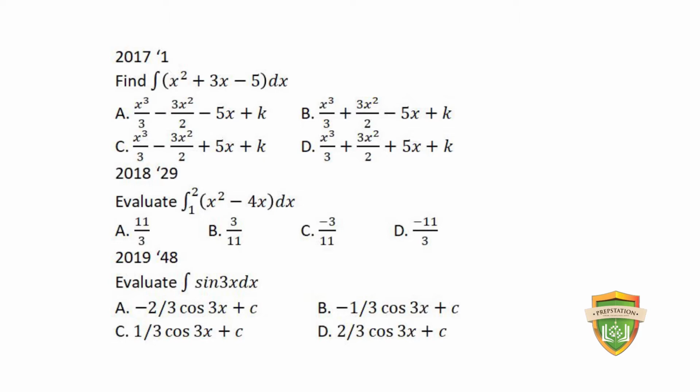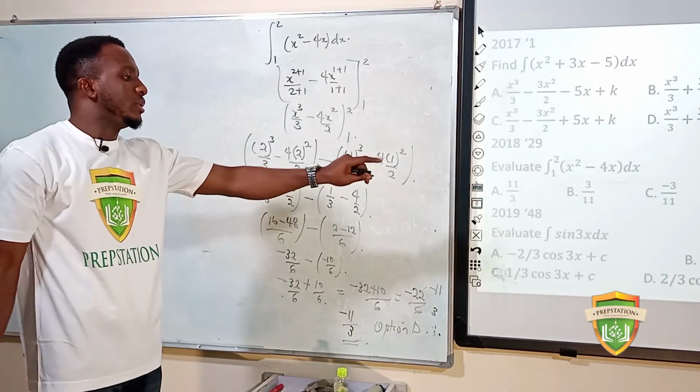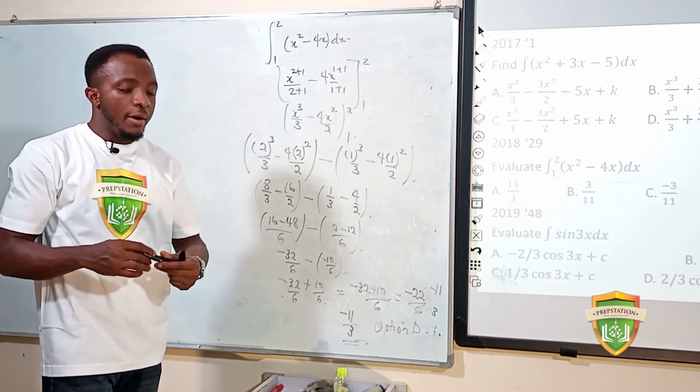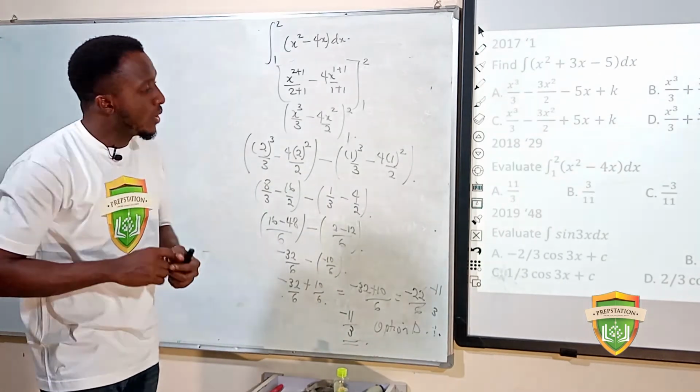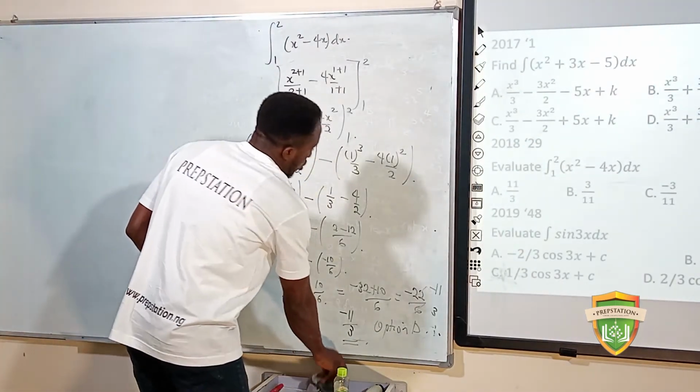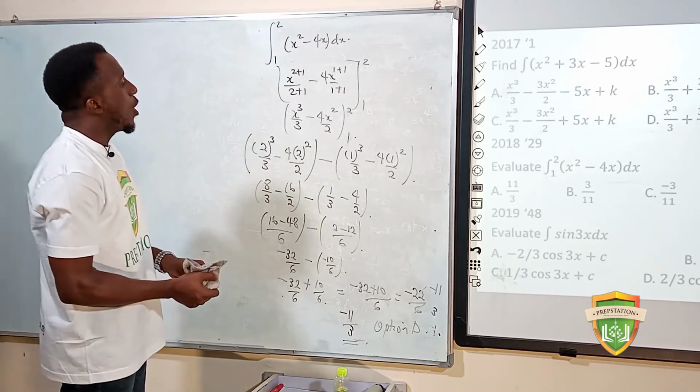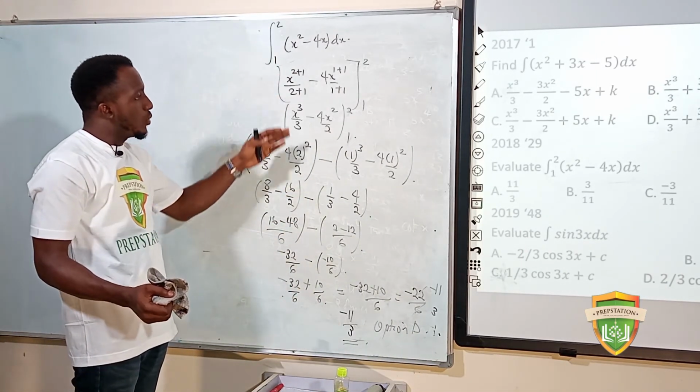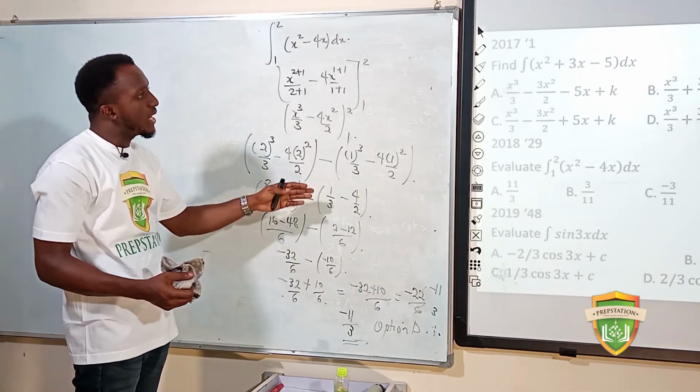Option D. So we have one more question on integration, then we go to permutation and combination. Okay, thank you very much. So please, you can press pause, look at it again, try to understand what I've done.